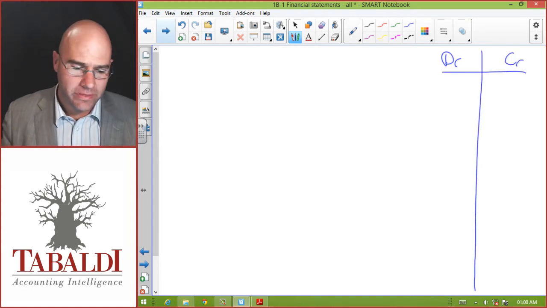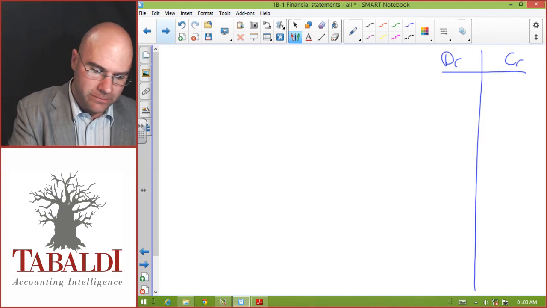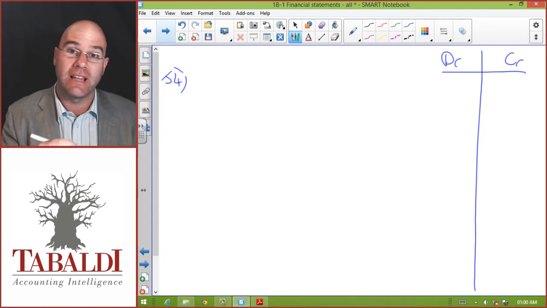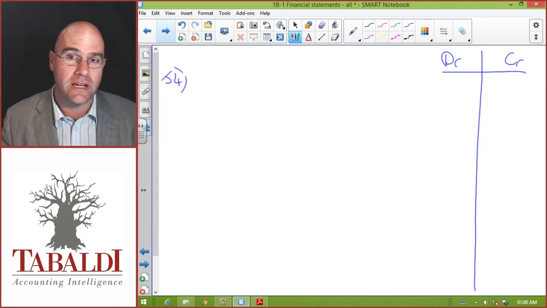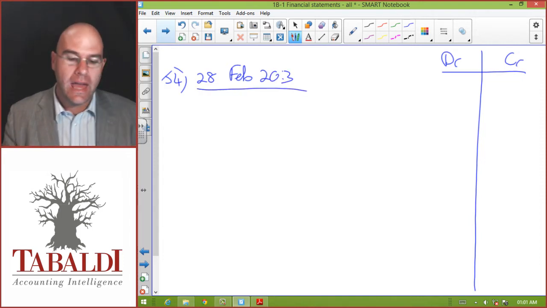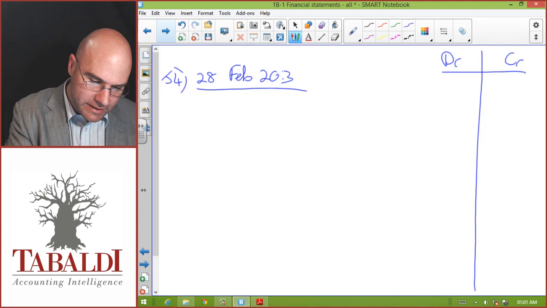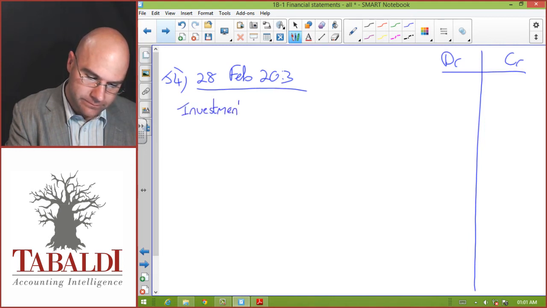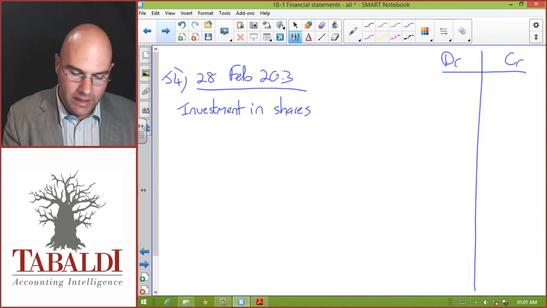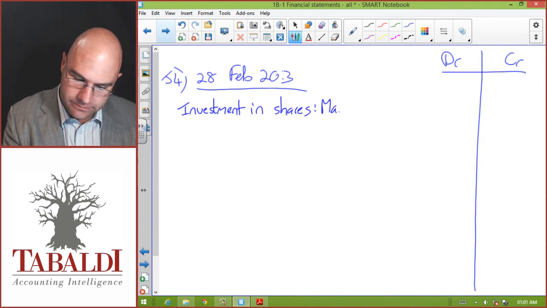And here's the really important thing now, right? Is that journal number 4 is going to be the remeasurement of the financial asset to fair value at the reporting date. Okay, so this is also going to be the 28th of February 20.3. And we are going to go and debit the investment, make it bigger. Debit investments in shares. Okay, and that was Marble Limited.